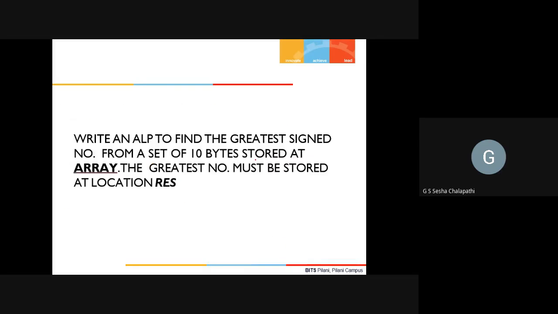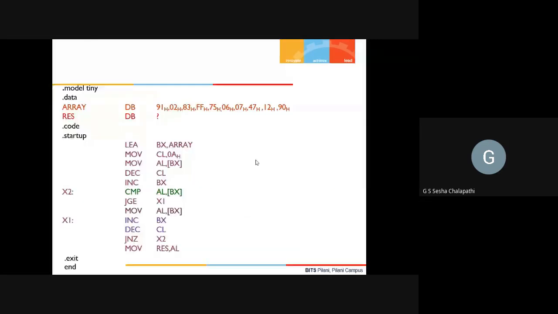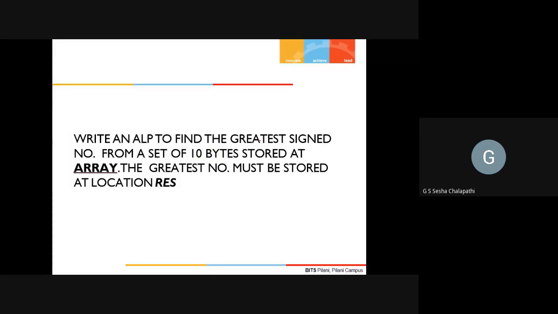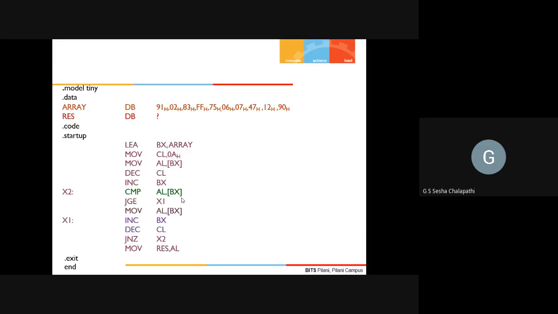Write a small ALP to find the greatest signed number from a set of 10 bytes, and the greatest number must be stored in a location called RES. We start with .MODEL TINY, and in the data we first declare an array. The array is declared in this way, and the result is here. You reserve a byte.